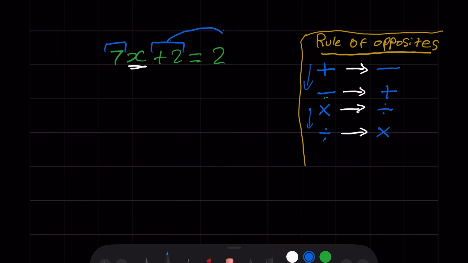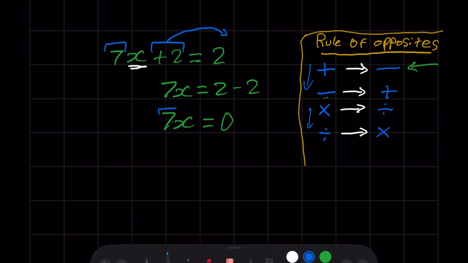So our plus 2 comes over here. What is the opposite of plus? The opposite of plus is minus. So when we move it over, we have got 7x equals 2 minus 2. So 7x equals 0. 2 minus 2 is 0.